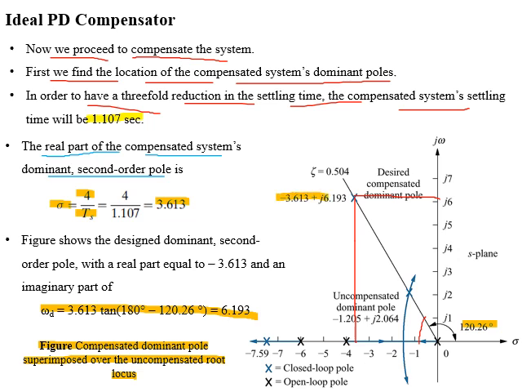Students, here you will observe that the obtained desired point, which will have 1/3 of the settling time, is not part of the root locus. Now to include this point in the root locus, we will reshape it by adding a compensator to the system.